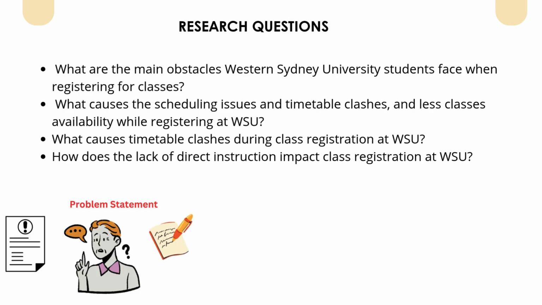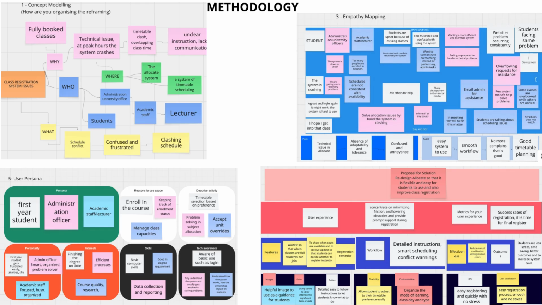Research question. What are the main obstacles Western Sydney University students face when registering for classes, and what causes the scheduling issues, timetable clashes and limited class availability while registering at Western Sydney University? What causes timetable clashes during class registration, and how does the lack of direct instruction impact class registration at Western Sydney University?